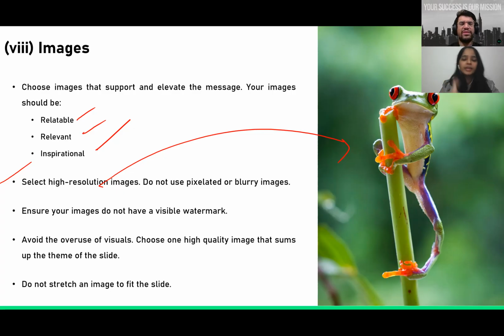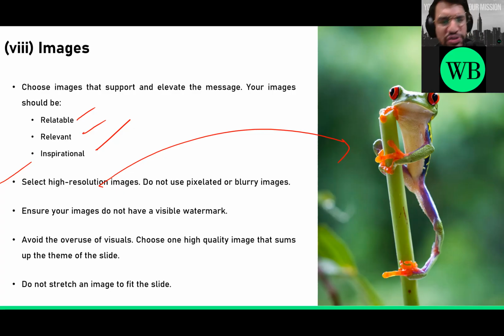Now, what does relatable, relevant, and inspirational mean? If you're doing a presentation skills topic, ensure that the image there is connected to presentation skills. If you're talking about slides, then ensure that your image there is connected to slides, and so on and so forth. Whatever you're talking about on that slide, ensure that the image is connected to that. That's simple. Use high res, because if you use pixelated or blurry images, that's going to look very bad.